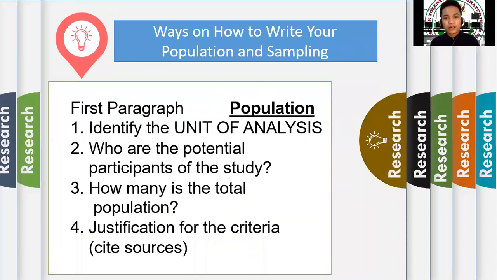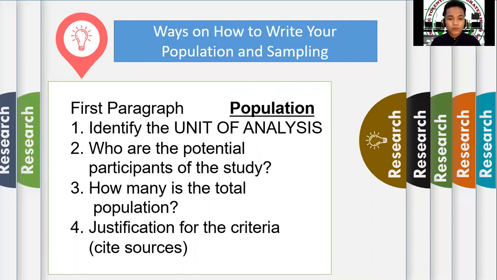Alright, so ways in how to write your population and sampling. In your first paragraph, definitely you really have to identify your participants. Who are the potential participants of the study? Maybe if it is about teaching and learning, definitely it could be students, it could be teachers, it could be the school head, or whatever. No? So you really have to identify specifically who your participants will be.